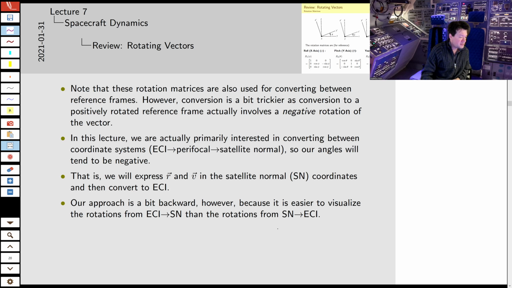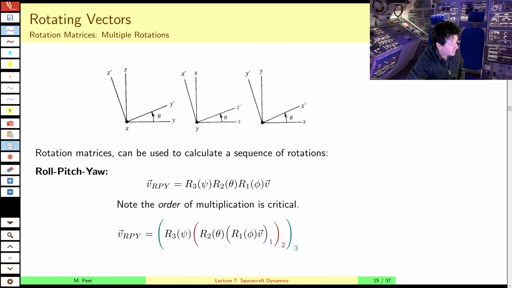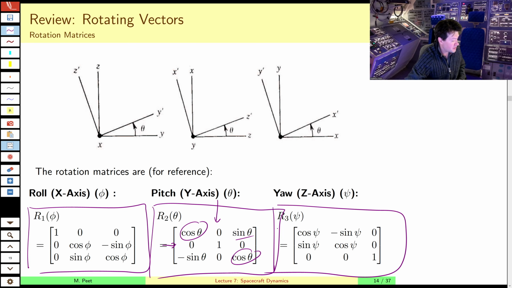Now, in our case, what we're going to be doing is not rotating a vector. We're going to be changing coordinate systems, which are defined by rotations about the x, y, and z axes. That makes our problem a little bit trickier. So let me go back to this slide. If we're rotating a coordinate system, say we have a fixed vector here. Let's say here's our fixed vector, v.